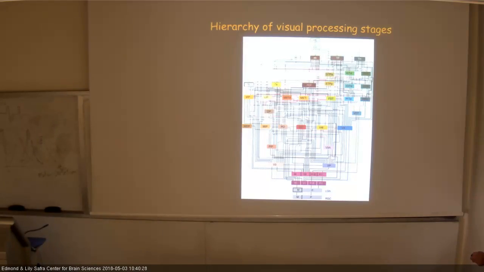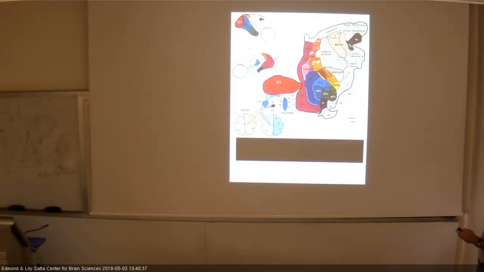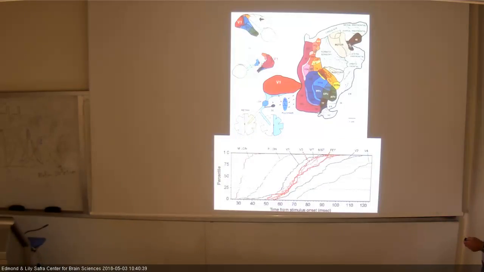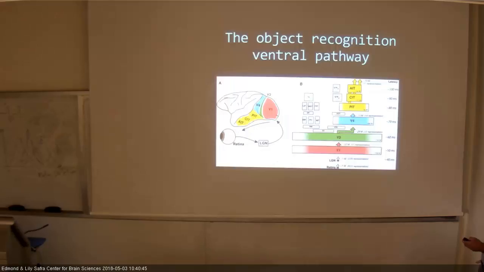It's not listed here. It sort of points out that it's through V2, but it's earlier than V2. So it certainly does not pass through V2. That's just to make the point that you get something about which areas are activated first, which are later. So that's an interesting point.